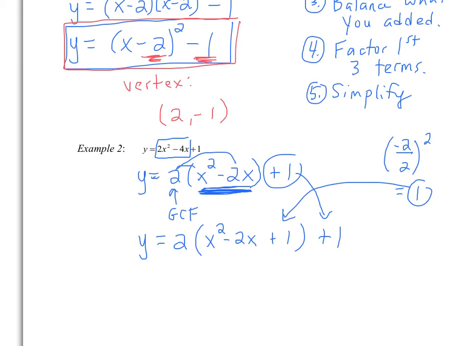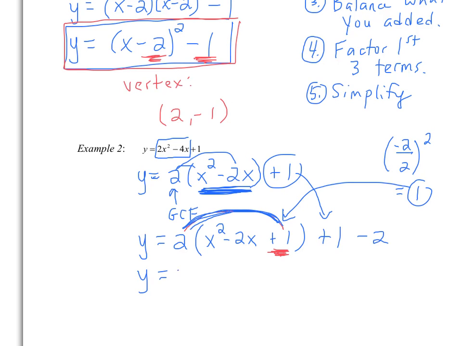So now what I need to do is balance out what I just did. Well, it looks like I've added 1 onto the problem. Well, in fact, I've actually added more than 1. I've actually added 2 times that 1 because this plus 1 is inside the parentheses with a 2 on the outside. So what that suggests is to balance it out, we need to subtract 2 because we've really added 2 onto the problem. Again, how have we added 2? Well, it's really being magnified. This 1 is really being magnified by that 2.